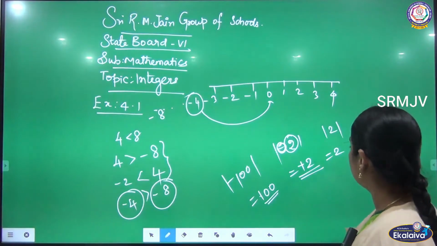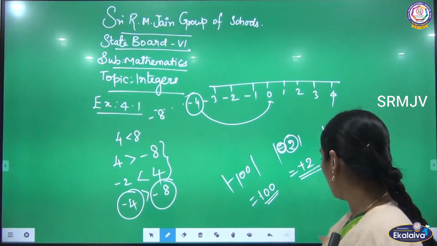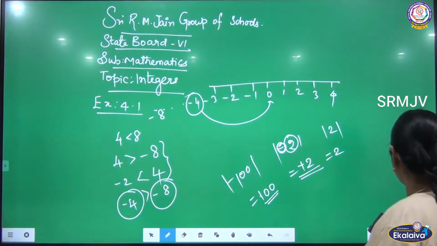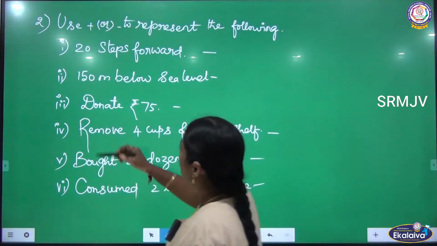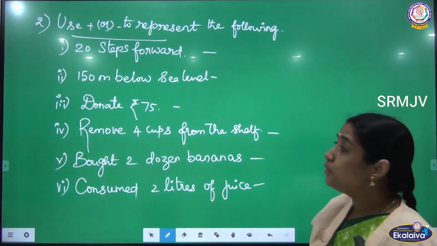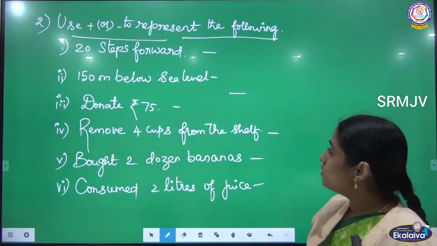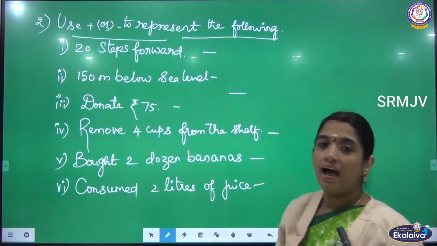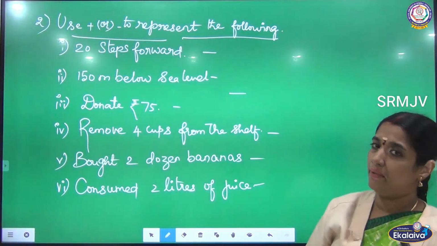And in this topic we are going to discuss ascending order and descending order. Okay, listen. Use plus or minus to represent the following. First you read the statement and then write whether it is a plus or a minus.